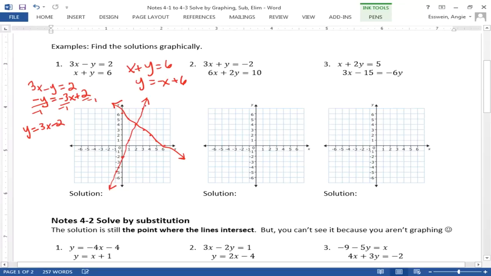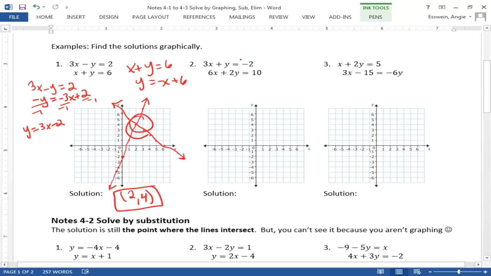Unfortunately, some students leave this as their answer when it says find the solution. They think that this is the answer, but it's not. What is the answer? It's this point right here. It's the point (2,4) where the lines intersect. So don't forget that is your answer. That's why you graphed it in the first place.